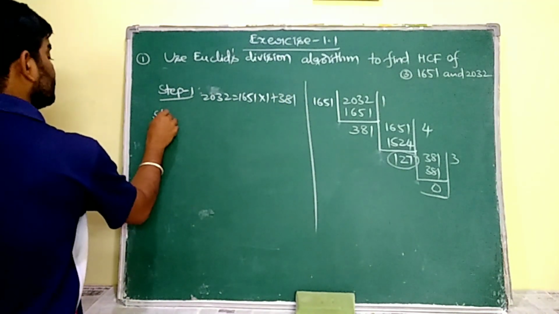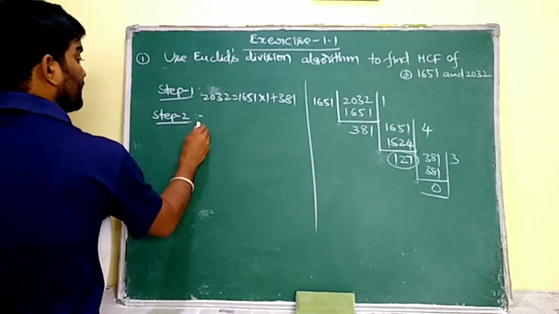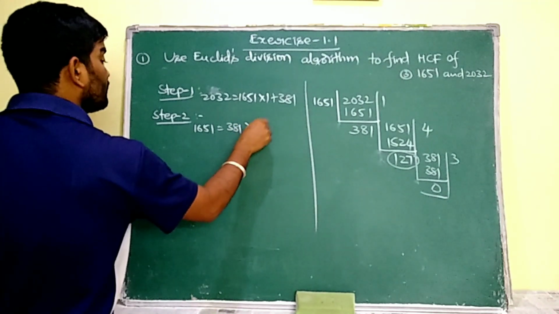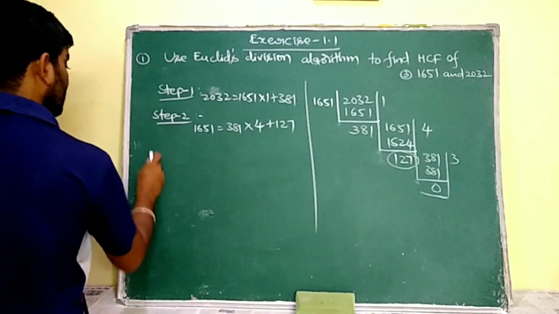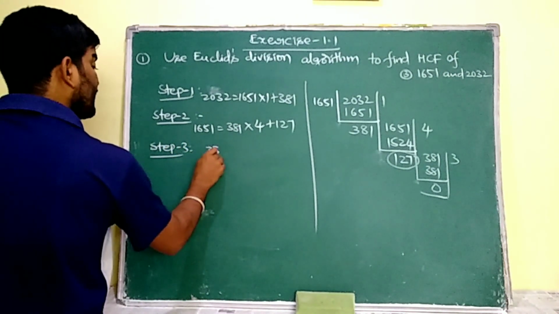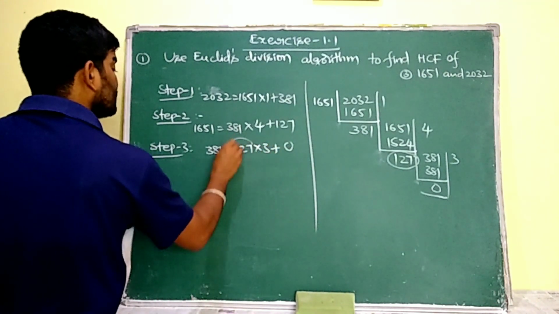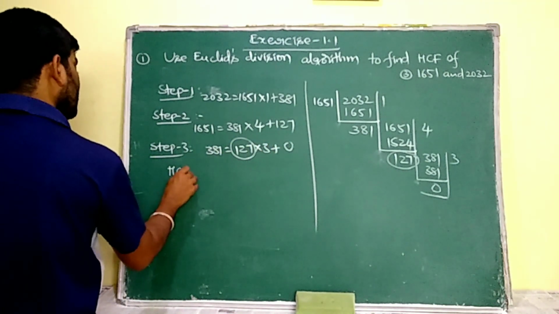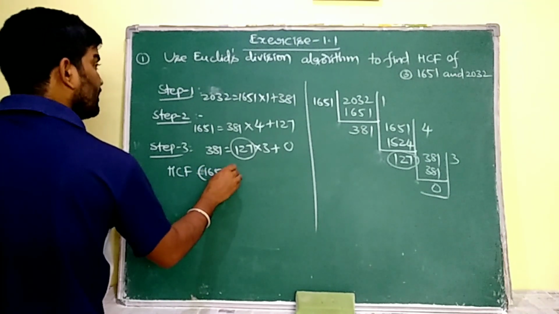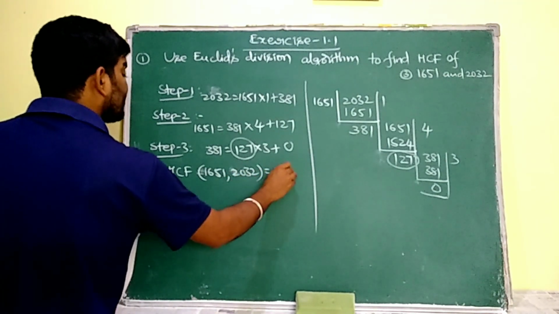Now step 2: 1651 is equal to 381 into 4 plus 127. Now step 3: 381 is equal to 127 into 3 plus 0. This 127 is known as the HCF. HCF of 1651 comma 2032 is equal to 127.